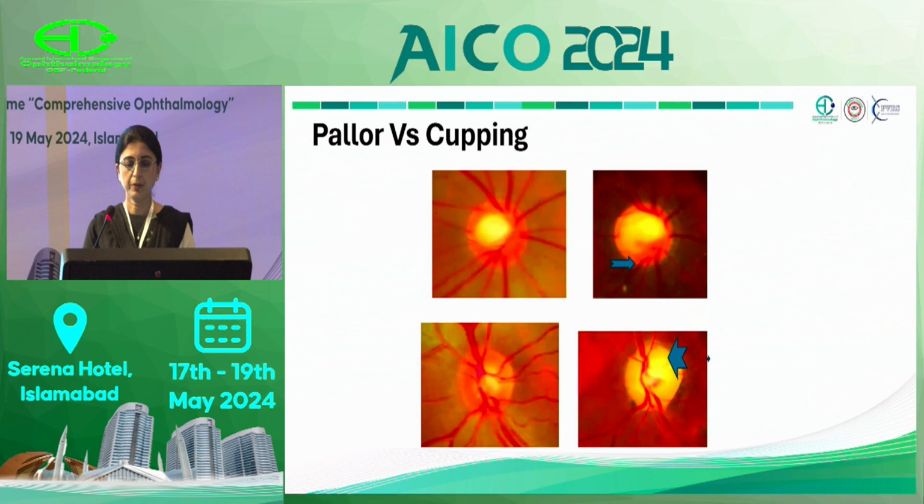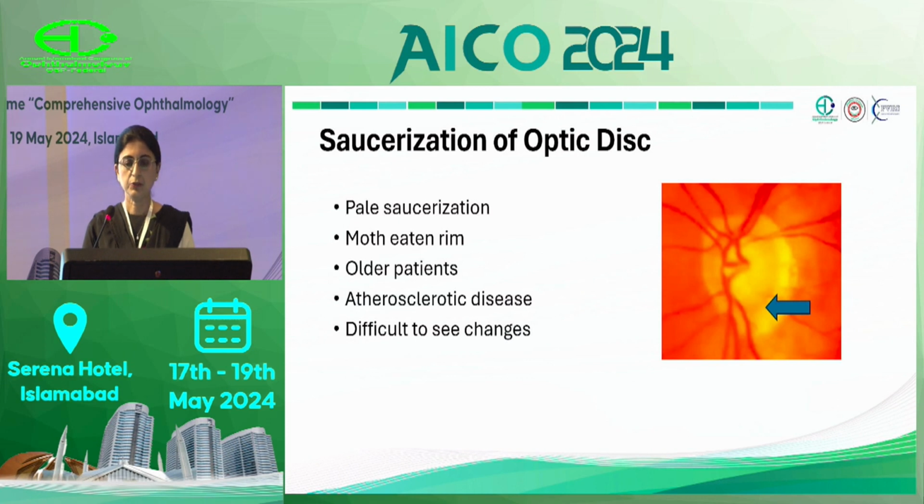So here is how to differentiate between cupping and pallor. In the top pair, we see expansion of the cup, angulation of blood vessels, and thinning of the neuroretinal rim, which is suggestive of glaucoma. Whereas in the lower pair, we see that the color has faded and the blood vessels are the same. So it's most likely a neurological disease. Saucerization is another form of cupping with temporally sloping walls, and it is difficult to differentiate the edge in it. It is generally seen in atherosclerotic disease.